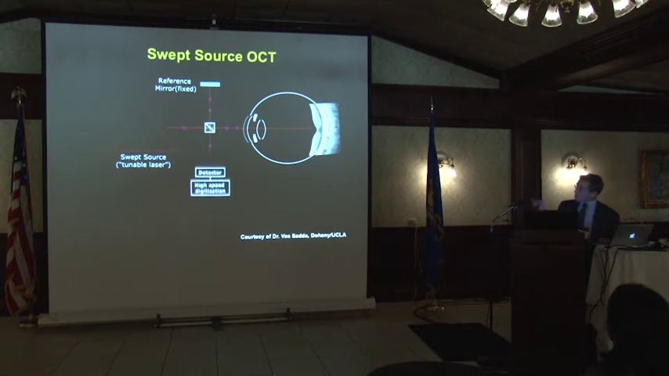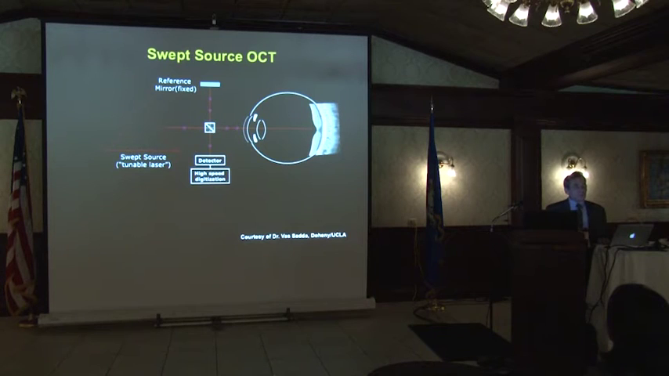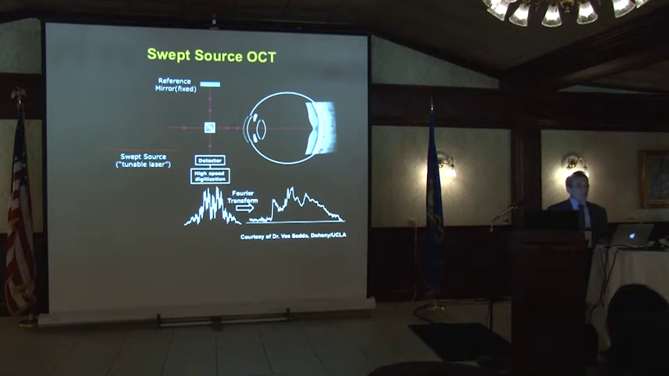And we replace the spectrometer with an individual detector. Why this should be faster, I can't explain it. But the engineers can tell you it's just a faster technology that allows you to scan at a much higher rate. But everything else is the same. The image processing is essentially the same. You're just getting the imaging faster than you would normally with spectral domain.